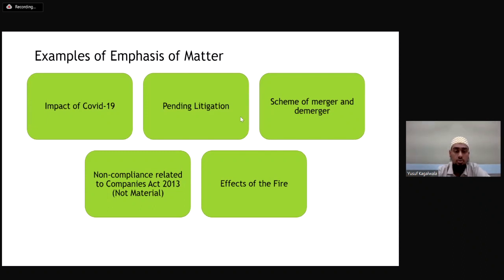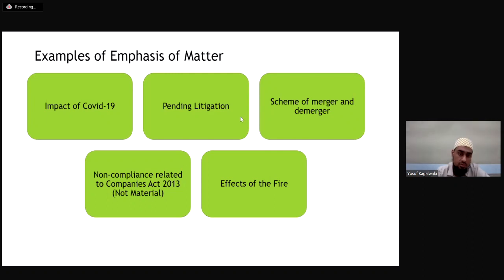Non-compliance related to the Companies Act. In case there are certain sections of the Companies Act where, if there is a non-compliance, the penal repercussions of those sections will not be so material. Like in case there's no woman director in a company, the penal provisions are maximum maybe around 5 lakh.